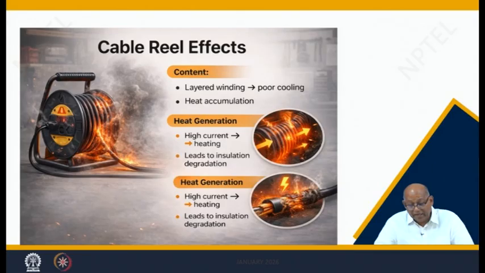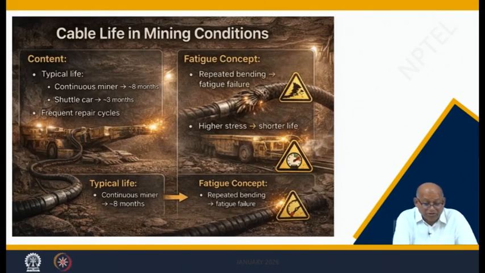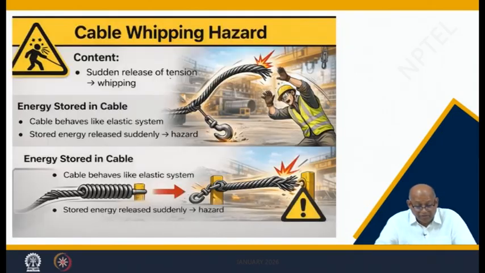When the cable reeling is layered winding, there is poor cooling. When the cable is reeled over, heat is generated inside and is not able to dissipate. There will be heat accumulation, and once there is heating, it leads to cable degradation, as you can see from these pictures. These are all generated for you, with no copyright. You can see how this cable winding continuously happens with continuous miners and shuttle cars. So, this is called cable reel effects.